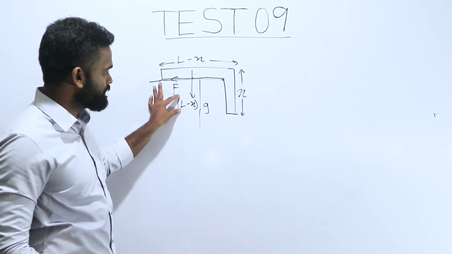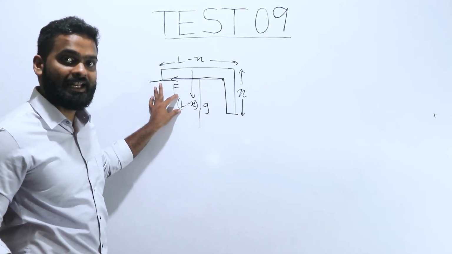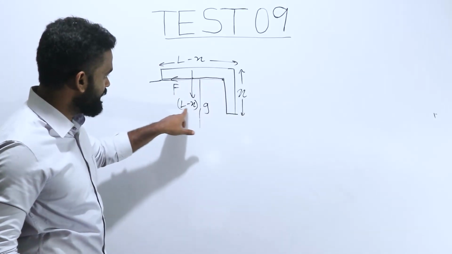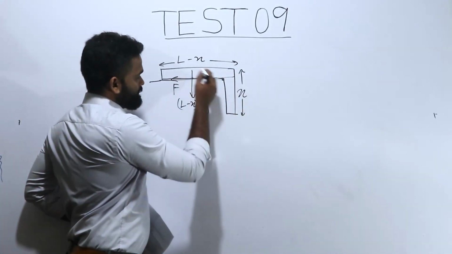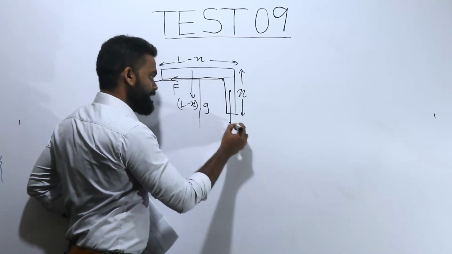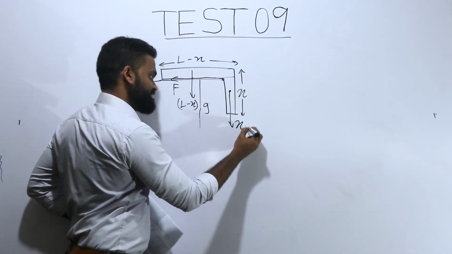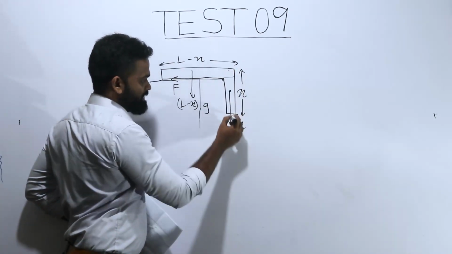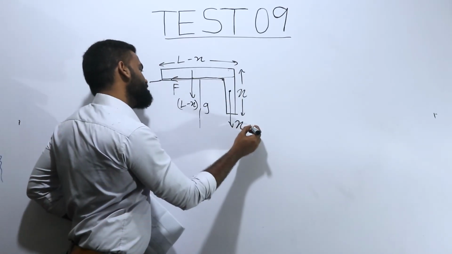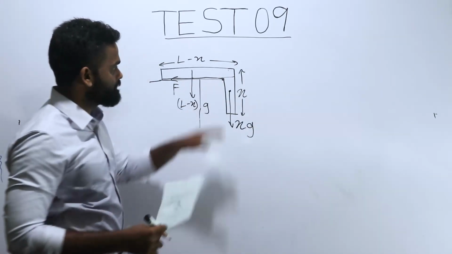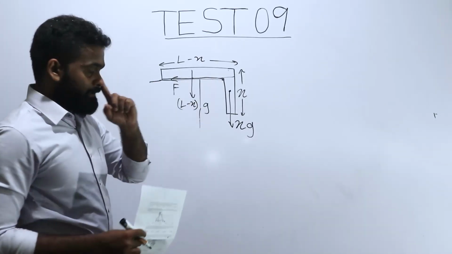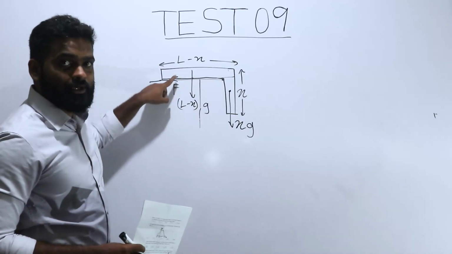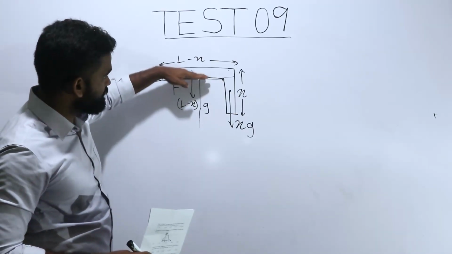So here, instead of mass, I'll use length. So this is L minus x times g, and that is only for this part. For the other part, the mass is x, I'm using only length for the mass, so x g. So this is the weight of this part. Then, in order to find friction, we need to get the normal reaction force acting on this part.